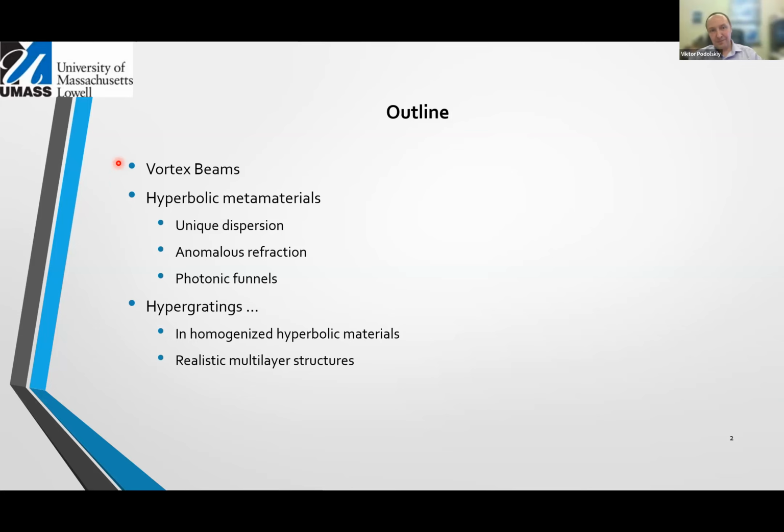I'll spend more time talking about hyperbolic metamaterials, and talk about dispersion, reflection, and refraction in these materials, and show you that these structures are unique in their ability to manage light beyond the free space diffraction limit. And then I'll talk about the particular application of hyperbolic materials in hypergratings and show you that these structures can be used to perform high performance focusing of vortex beams.